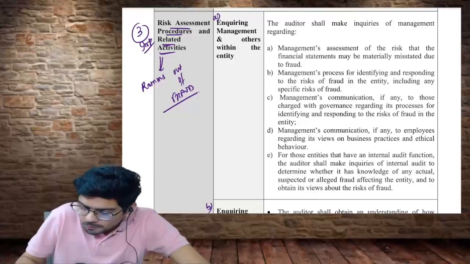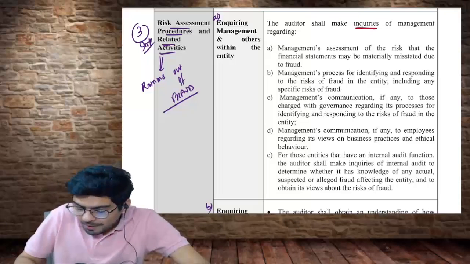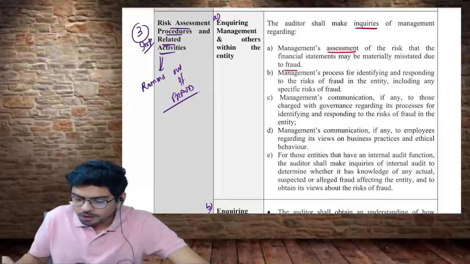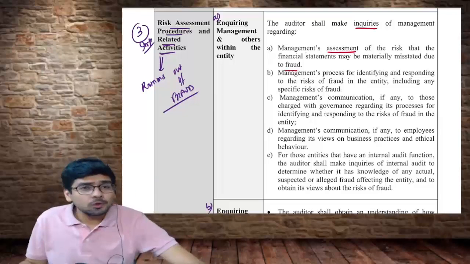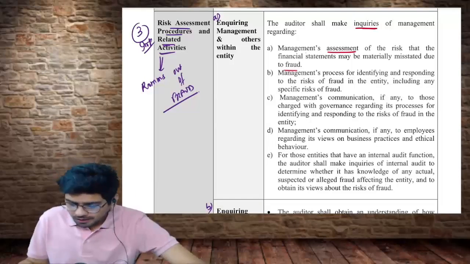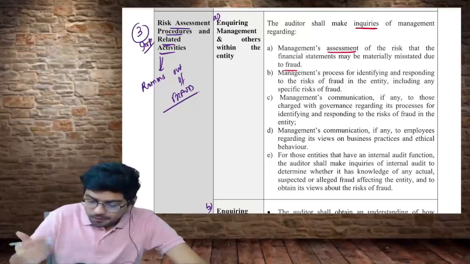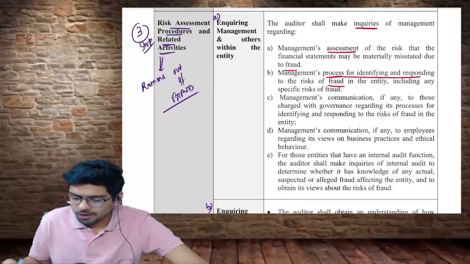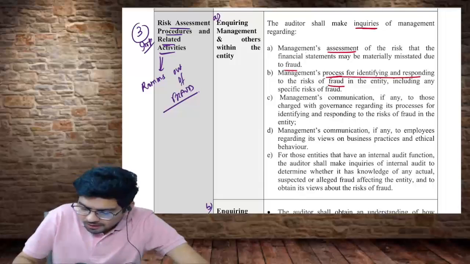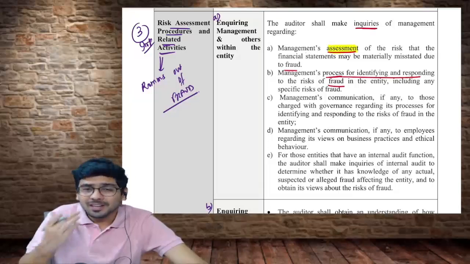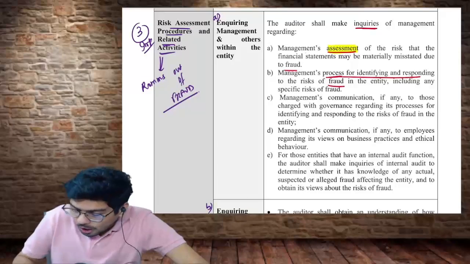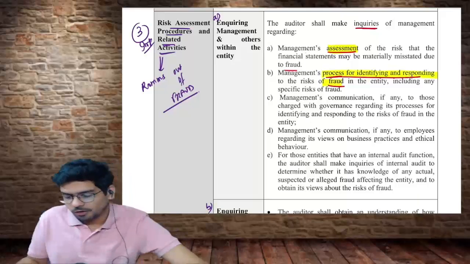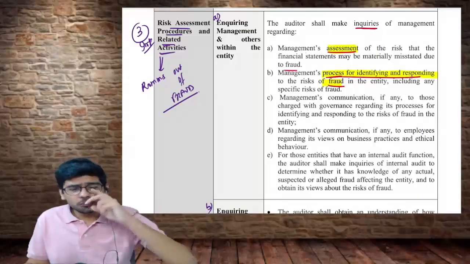So the first thing which I am going to inquire is about management's assessment of the risk that financial statements may be materially misstated due to fraud. So management, do you do an assessment or not? All right. If you do, I want to know your process, management's process for identifying and responding to the fraud. So first is what? We'll see whether management does an assessment. If they do, how they do it. Management's process for identifying and responding to the risk of fraud. Okay, first 2 points clear.